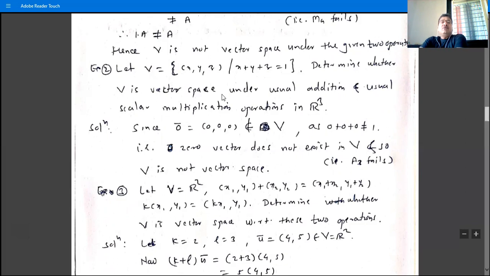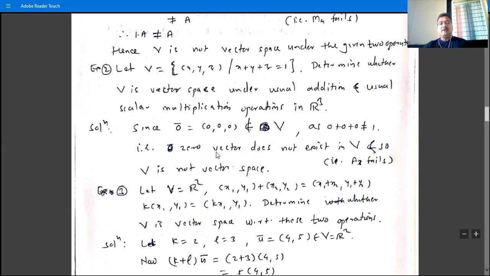Okay. So what about the remaining 9 properties except A3? These remaining 9 properties may be satisfied or dissatisfied for this set V. But this property, A3, is not satisfied, and therefore we say V is not a vector space.